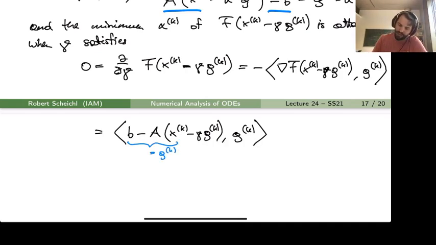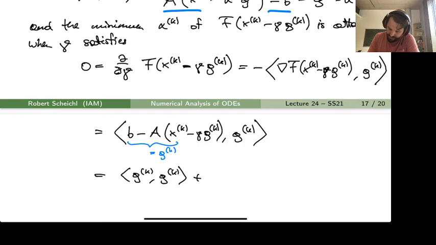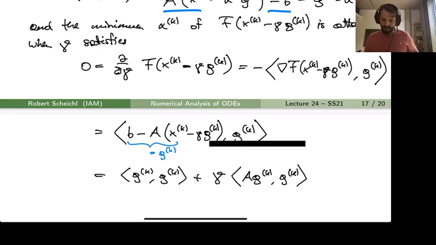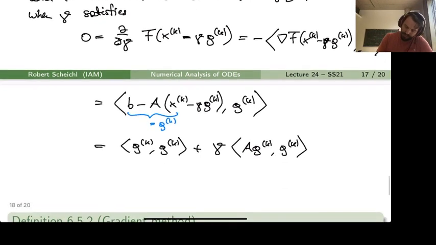and so essentially I get g_k with g_k, and plus, because there's a minus and a minus, plus gamma times A g_k with g_k. And if I rearrange this, this leads to the following iteration.